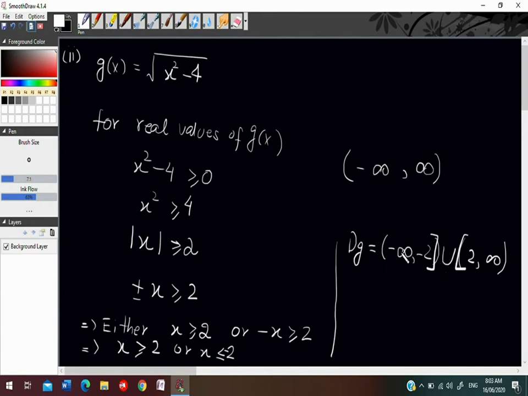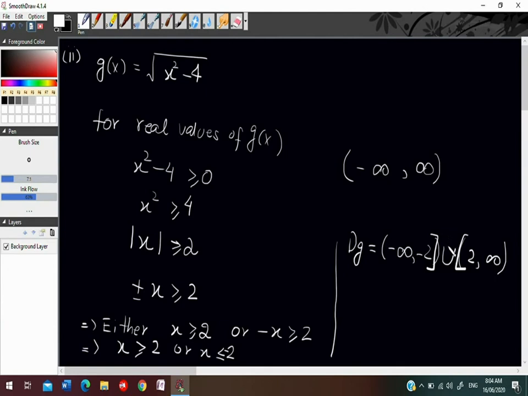Here we have an open interval at minus infinity, and at minus 2 we have a closed interval, and again at 2 we have a closed interval, and at positive infinity we have an open interval. The middle points between minus 2 and plus 2 we excluded, because at those points we get imaginary roots.